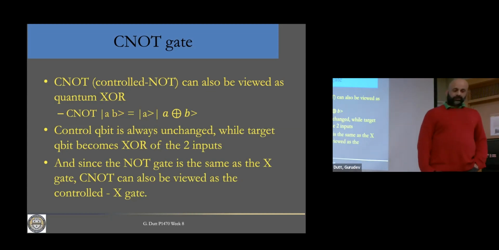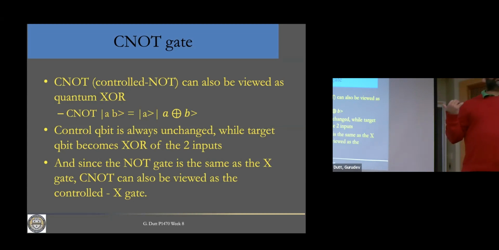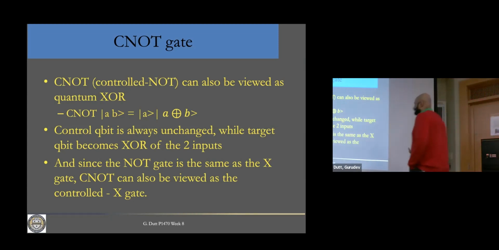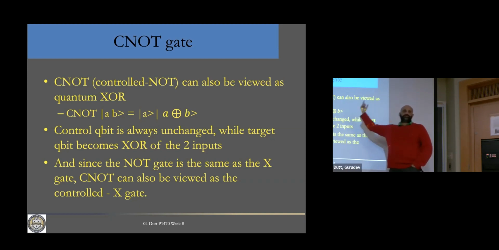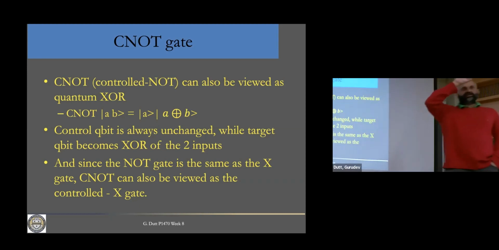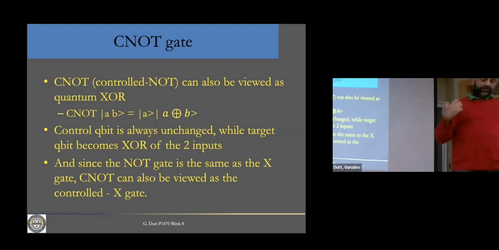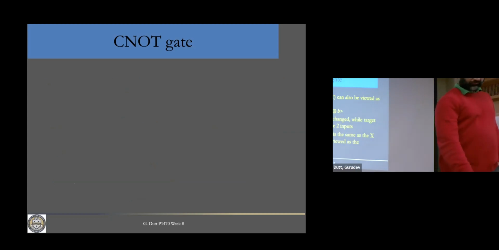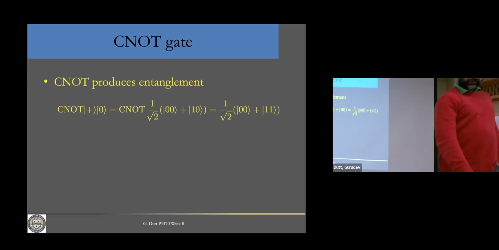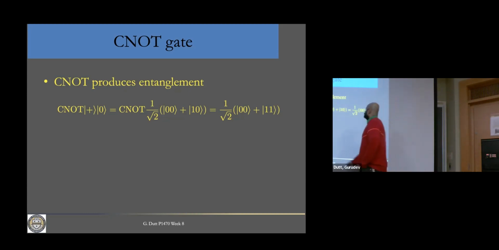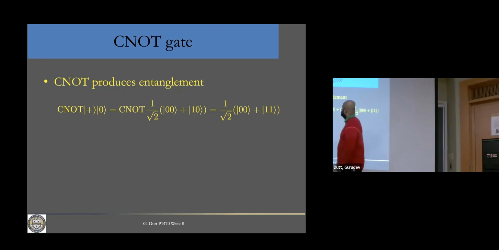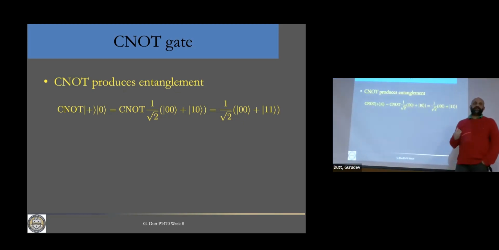Another way to think about the control NOT is that NOT and X gate are the same. Remember, we were just seeing that in the code simulation when I put the plus sign, the XOR sign, which is the X gate. The control NOT is also viewed as controlled X. Control X or control NOT, they're all the same in this picture. And probably the most important point about CNOT, why it's so important and so useful and used all the time in quantum computing, is that it produces entanglement.